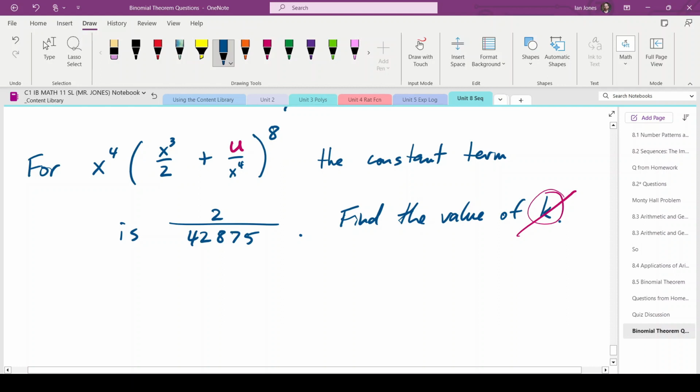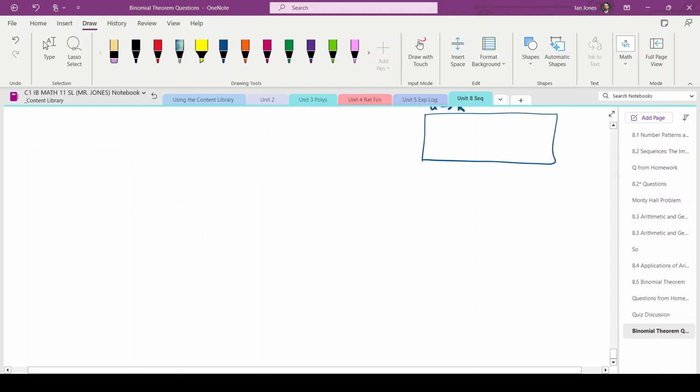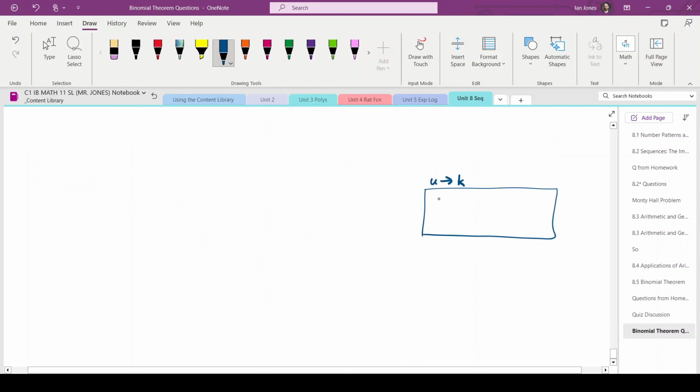And technically, if you are doing things properly, and we should, I would say here, let u equal k, so that I can work with u all the way through and not worry about it. And then at the end, I have this little reminder to myself to give my answer back as k equals whatever. Okay, so that's just sort of an exam writing tip.